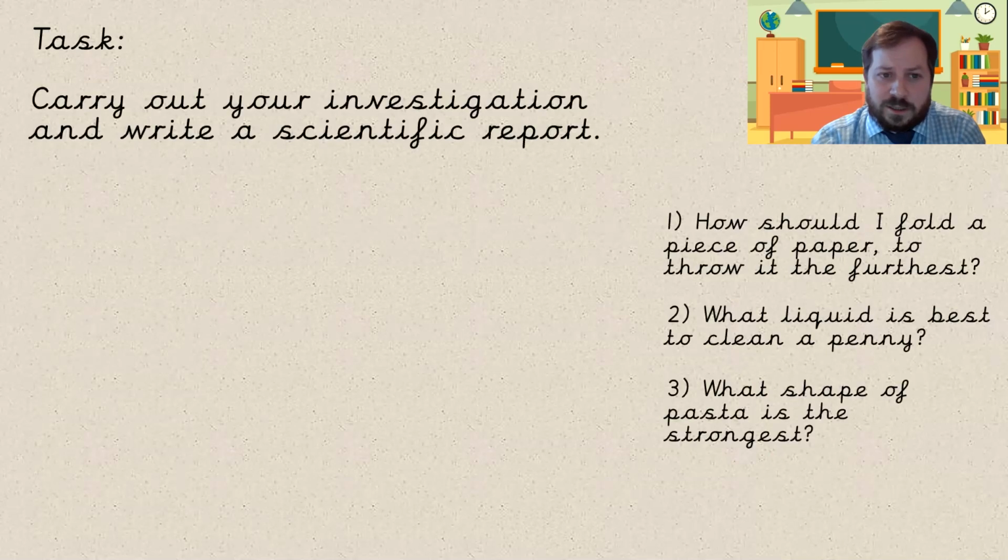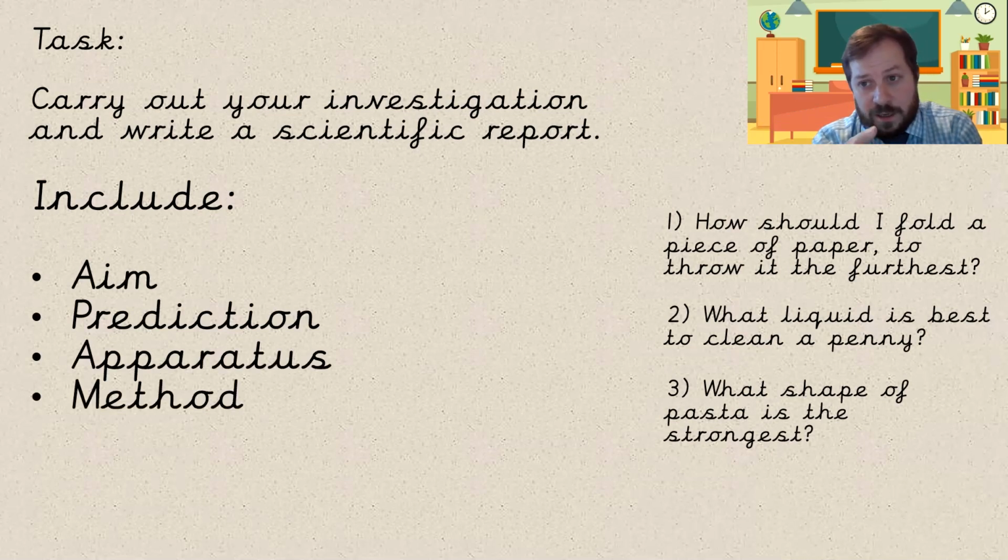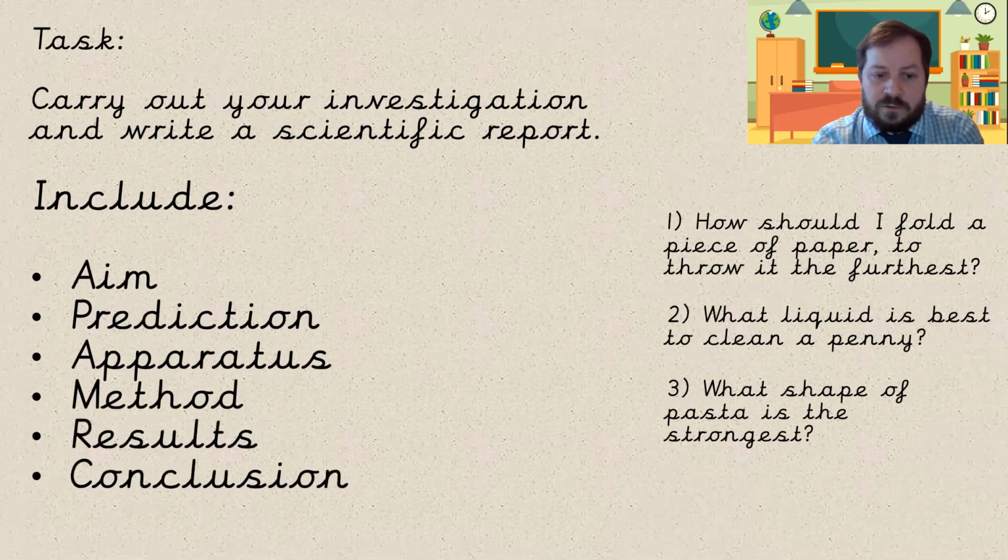So, your task. You've got your ideas down the side, and what you need to include in your scientific report is an aim, a prediction, your apparatus or equipment, alongside a diagram, your method, results, and conclusion. Go back through as you write your investigation. Go back through this video. Pause at each part that you come to. Use the examples to try and help you and the explanation to help you write that part.